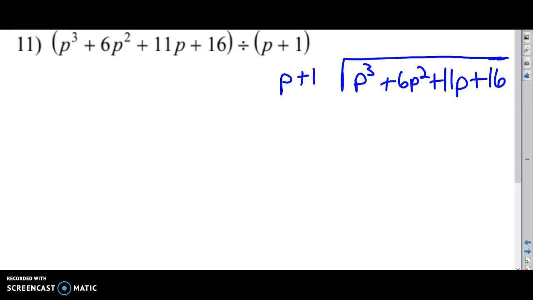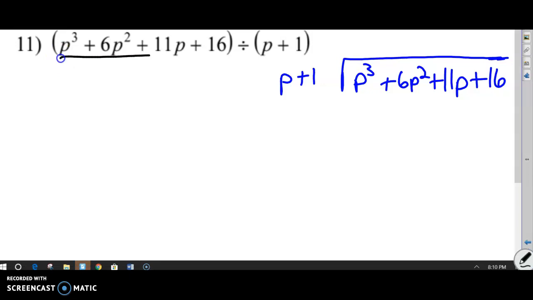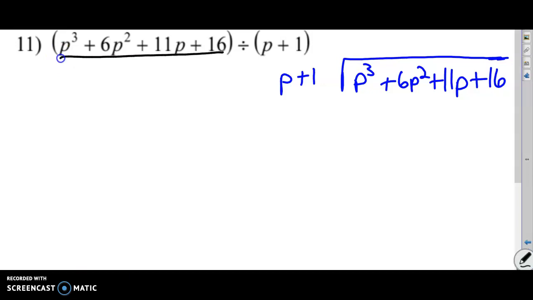Let's take a look at some more polynomial long division. This is number 11 on this worksheet. We want to take a look at a special case that happens here. So we have p cubed plus 6p squared plus 11p plus 16. This is our dividend, so it goes inside here. We take our divisor as p plus 1, we put it on the outside.